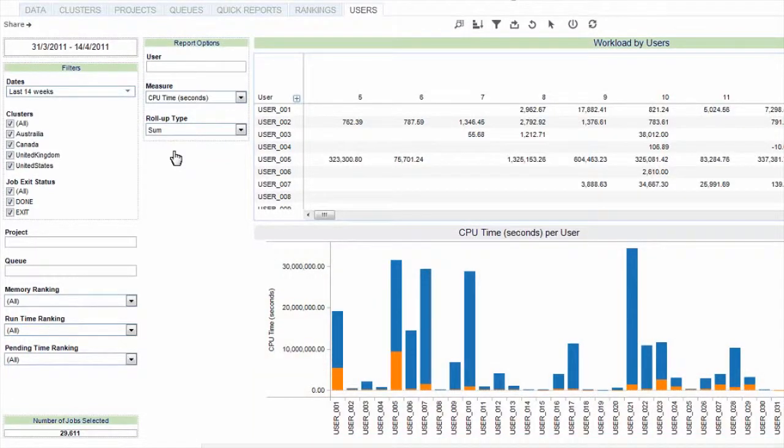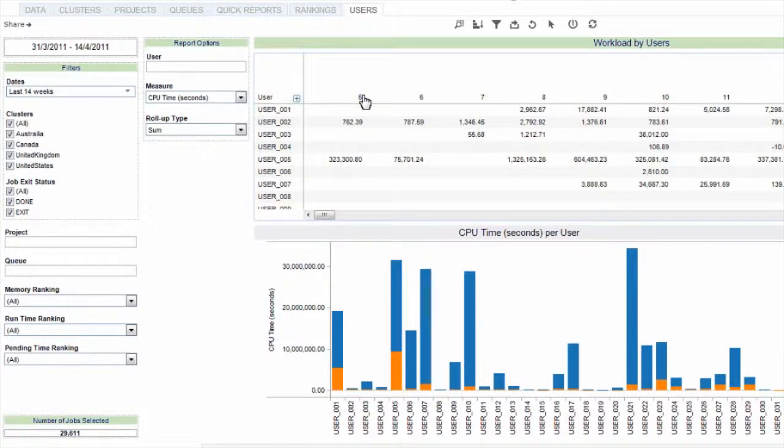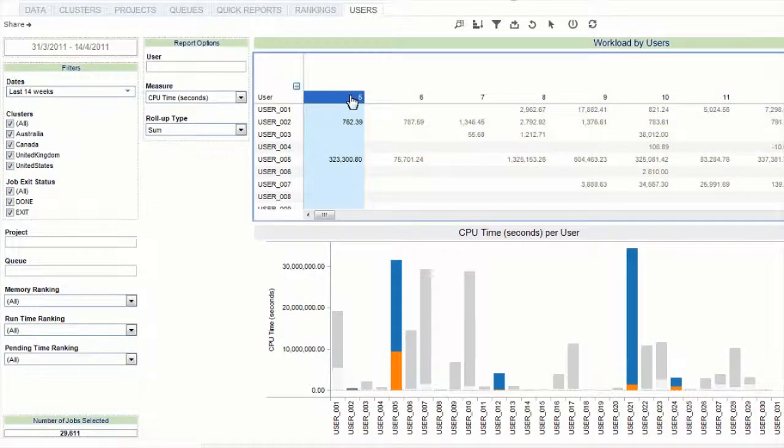I have a clear view of what user is running what amount of CPU resource and how many of the jobs complete and exit. I can also see how user activity varies day by day. If I click on a particular date in the chart area, I can see graphically what users were active that day and what level of resource they consumed. Active users are highlighted in the graph as shown here.